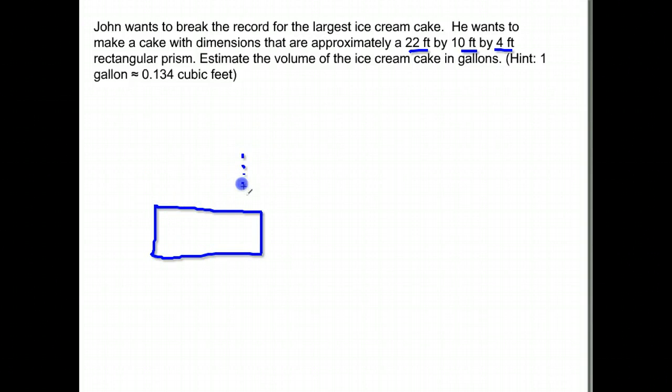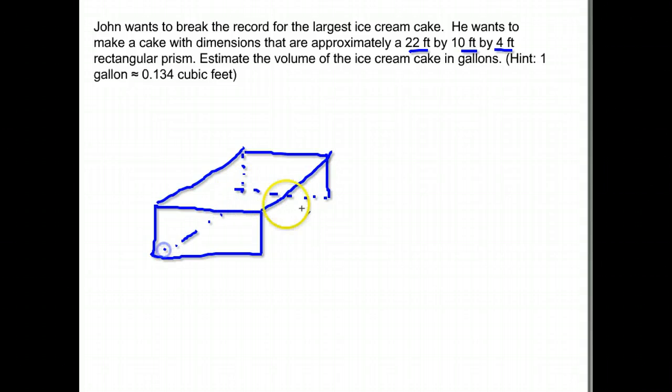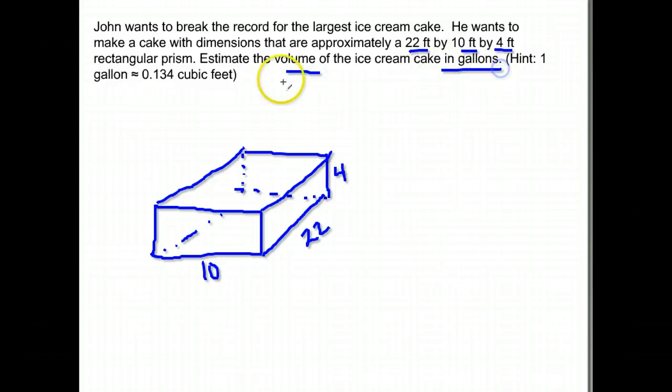Let's say this is our ice cream cake. Its dimensions, again, are 22 feet by 10 feet by 4 feet. Those are the dimensions of this ice cream cake that John is going to try to make to break the record. They want us to estimate the volume of the ice cream in gallons, and they give us a hint that a gallon is 0.134 cubic feet. Here our dimensions are in feet. So before we can give an answer in gallons, we have to find the volume in cubic feet, then convert that to gallons. So let's get started.